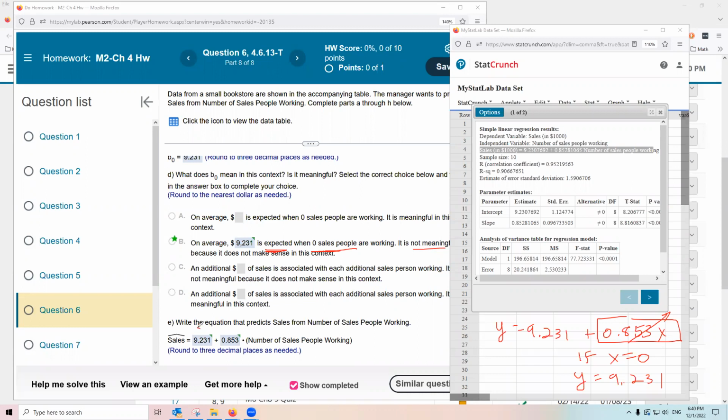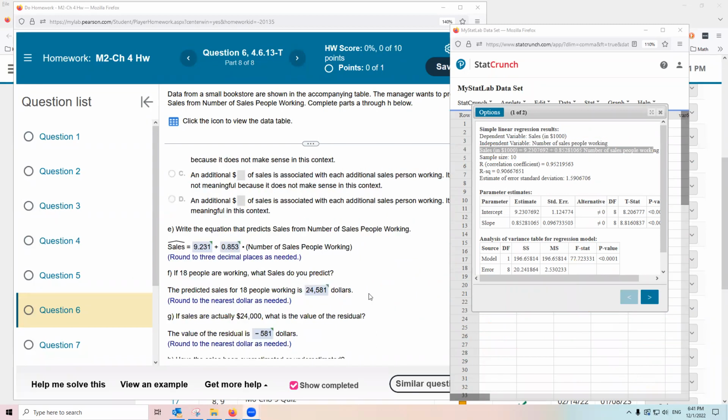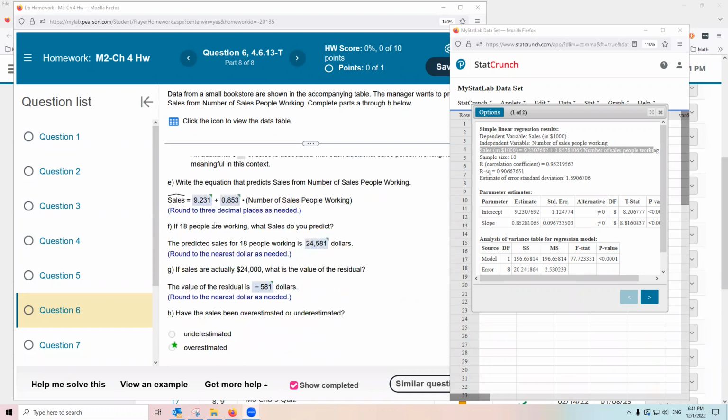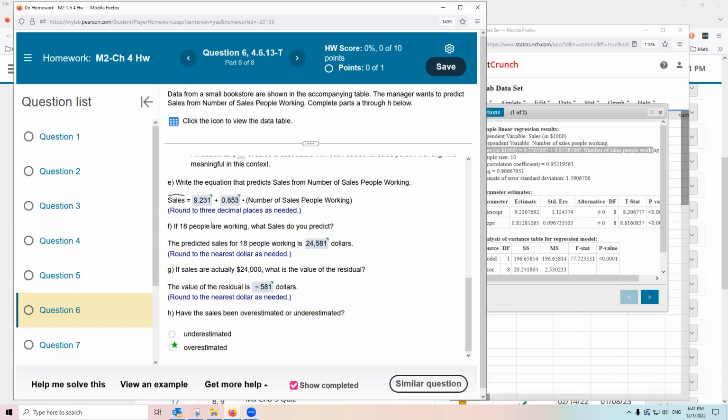Well, here it says, write the equation that predicts sales from number of salespeople working. Well, this is exactly the equation we have here, because this is exactly the equation that StatCrunch gave us. We rounded the numbers, of course, but that was the equation. All right, and this lets us predict sales for any number of salespeople. Let's go to the next question here. The next question says, if you have 18 people working on the sales floor, what sales do you expect?